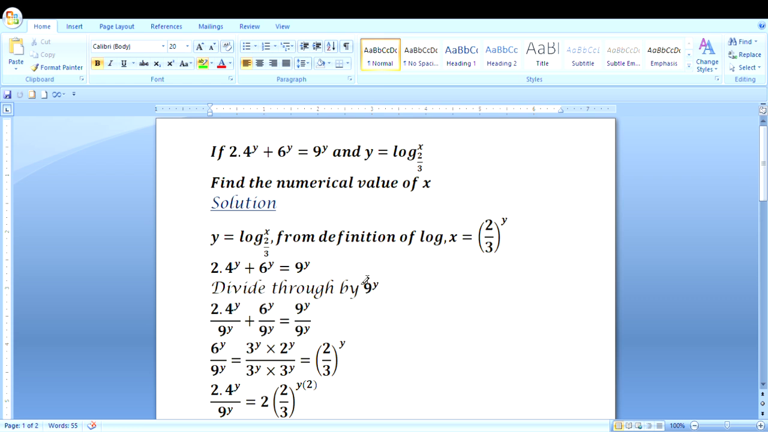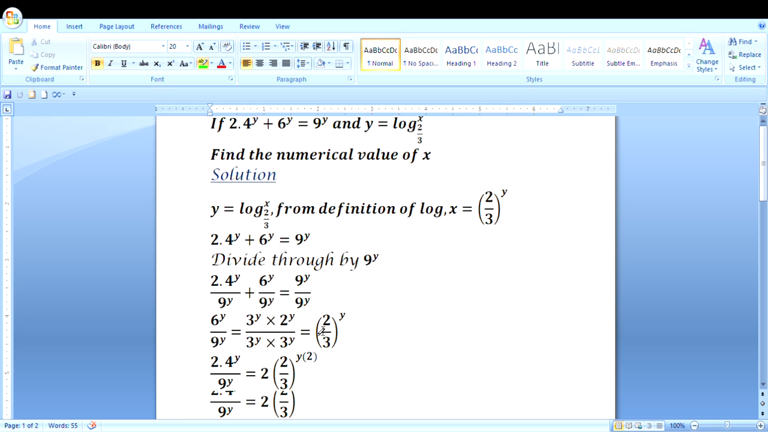Okay, now for us to find an expression that can accommodate 2 over 3, all we need to do is to look at this expression carefully, and this can be done if we divide by 9 raised to power y. To obtain 2 over 3 here, we must divide by 9 raised to power y. So this becomes 2 times 4 raised to power y divided by 9 raised to power y plus 6 raised to power y divided by 9 raised to power y is equal to 9 raised to power y divided by 9 raised to the power of y.